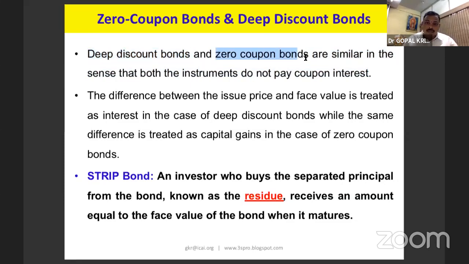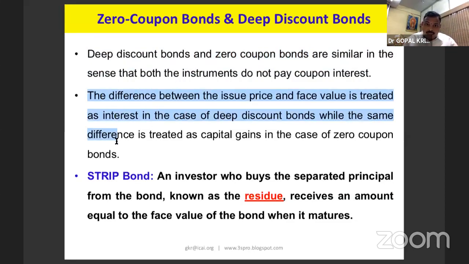Zero coupon bonds and deep discount bonds, both don't pay periodical interest. Now, one more version of this: the difference between the issue price and face value is treated as interest in the case of a deep discount bond, while the same difference is treated as capital gains in the case of a zero coupon bond. This is one version of the difference between a zero coupon bond and a deep discount bond. Maybe this is one interpretation, but I don't agree with it. But you can have it as a learning point.